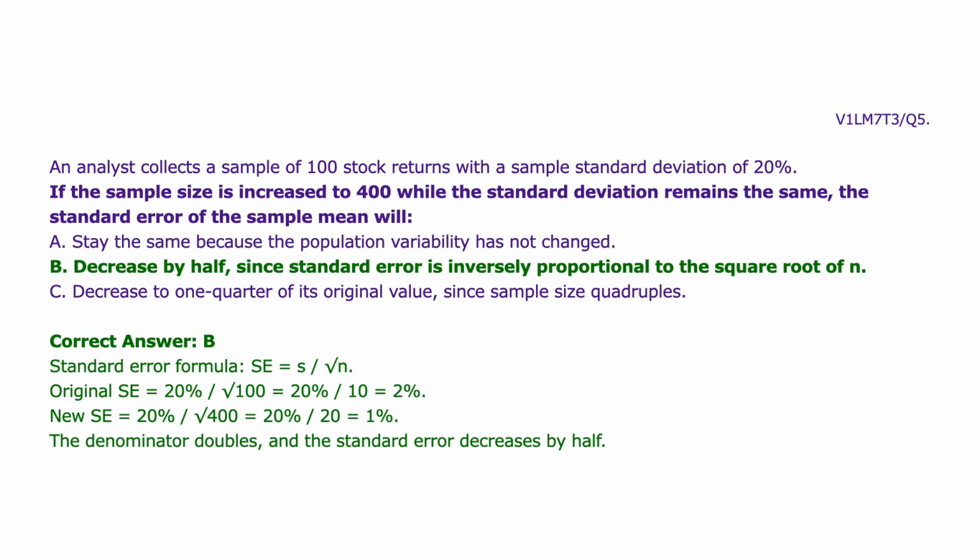The standard error of the mean, SE, is calculated as SE equals sample standard deviation divided by square root of n. With n equals 100, SE equals 20% divided by 10 equals 2%. With n equals 400, SE equals 20% divided by 20 equals 1%. When the sample size quadruples, the denominator doubles, so the standard error is cut in half.